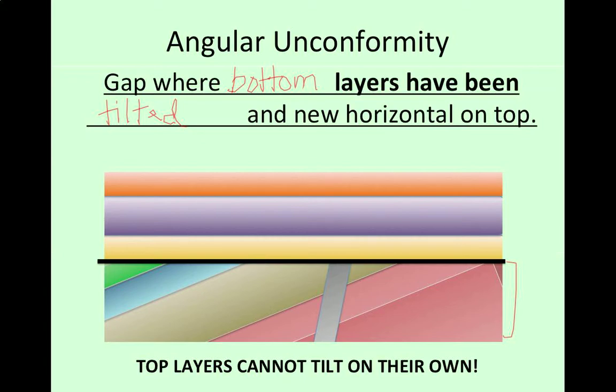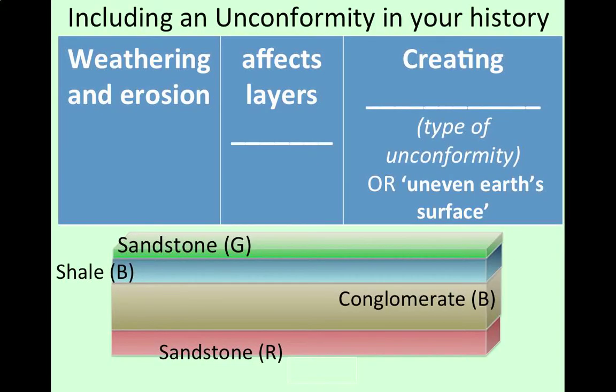At the very bottom of your packet there, you have a chart to help you write the history for these events. Okay? When you see one of those erosional lines in the packet, you will use this chart left to right, starting out with weathering and erosion of the layers that are affected creates, and then you're going to say, what type of unconformity would this be?